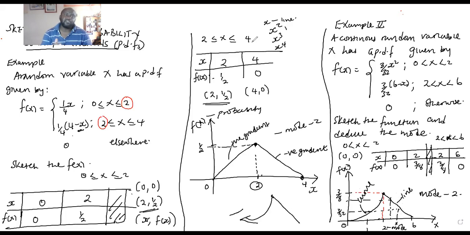So you look for the value which has the greatest what? Probability. So you note it somewhere that the mode is got from the highest f of x, or probability.